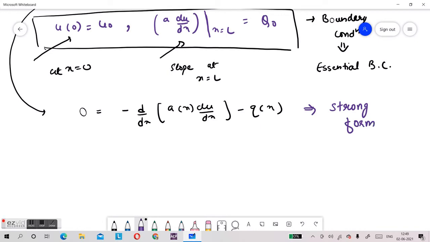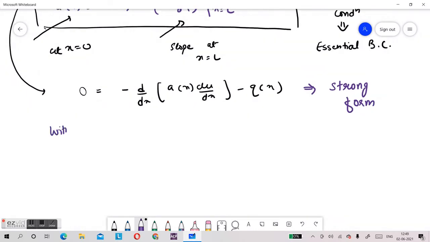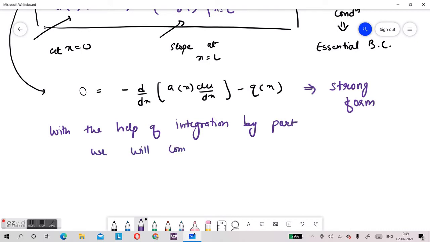Yes, this is a strong form. With the help of integration by parts, we will convert it into weak form. Why do we convert it into weak form?